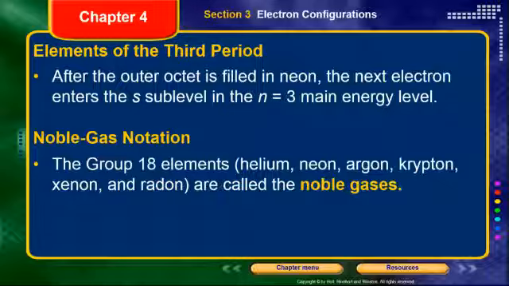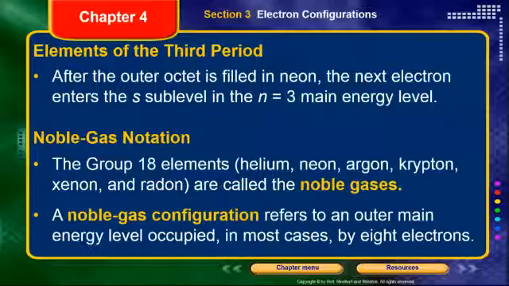And so it's going to transition into the noble gas notation and what it allows us to do. But let's make sure we all remember what a noble gas is. They're the group 18 elements. So that's helium, neon, argon, krypton, xenon, and radon. They're all called noble gases. Noble gas configuration refers to the highest outer main energy level occupied. And in most cases, for the noble gas configuration, it's going to be 8 electrons. So keep that in mind.